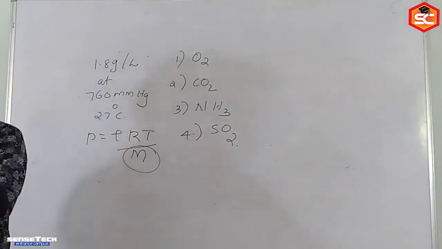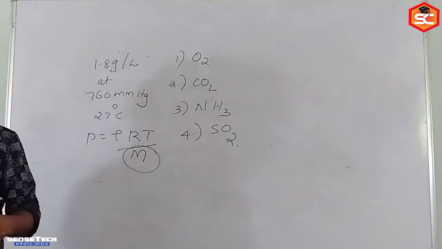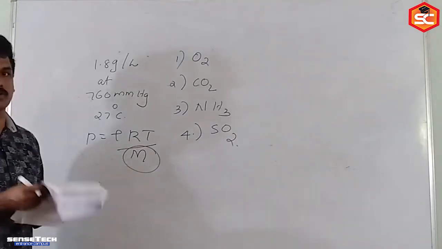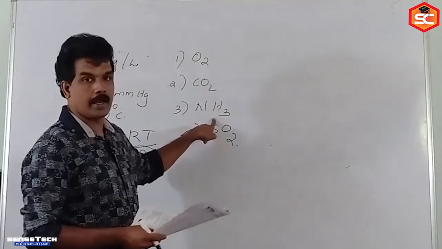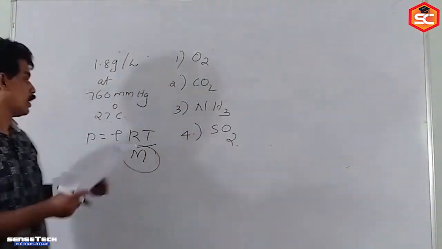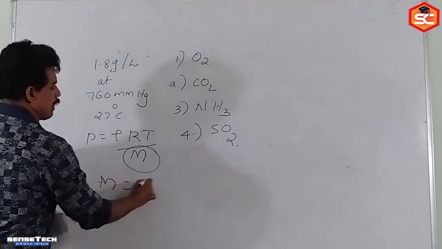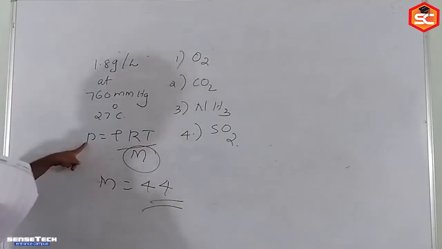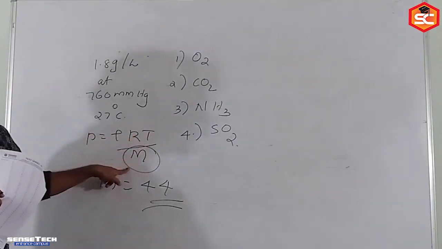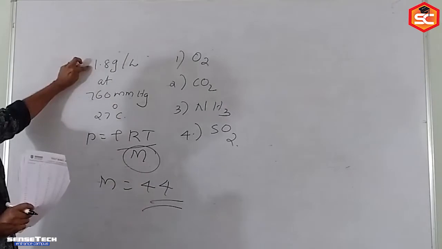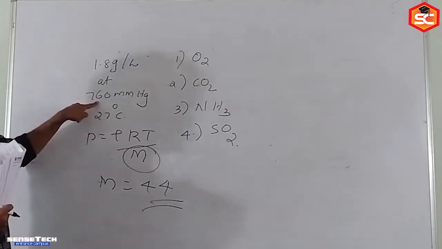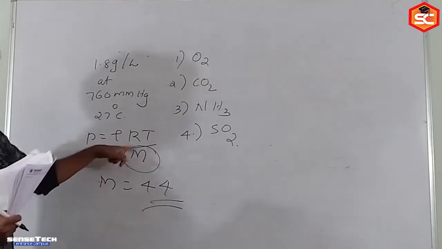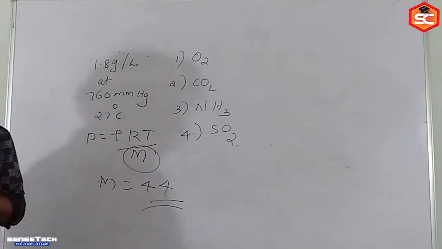When you calculate the molar mass, whichever value you get, the corresponding gas we can take. Each gas's molecular mass you also know: oxygen 32, this is 44, NH3 17, and SO2 you can find out. So here when you calculate M, you will get the value 44. So the gas is carbon dioxide. Density, pressure, temperature relation we studied: P is equal to rho RT by M. So M you can find out.